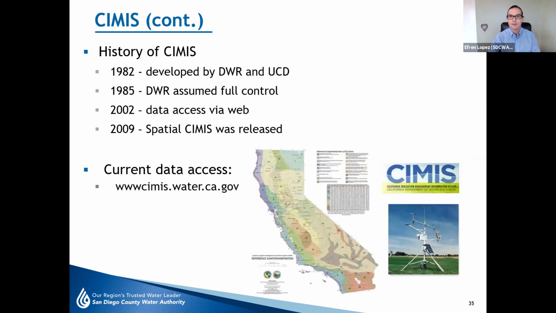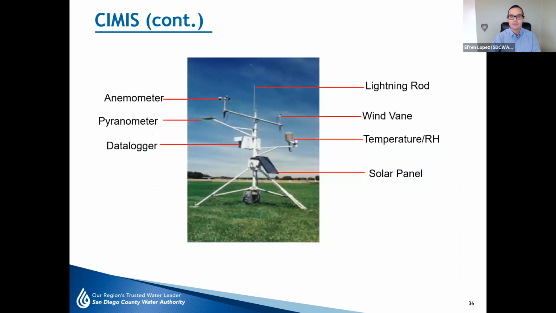So this is just a quick overview of how CIMIS was started. It was developed in 1982 by DWR and UC Davis, and then DWR took responsibility for it in 85. And then in 2009, spatial CIMIS was released. That's the data that I'll get more into later, but in 2002, it became available on the website for the public to download and to view. So if you love that type of data, it's very great to learn about it. Later in the presentation, I'll cover how you can create an account and access that data by visiting the CIMIS website.